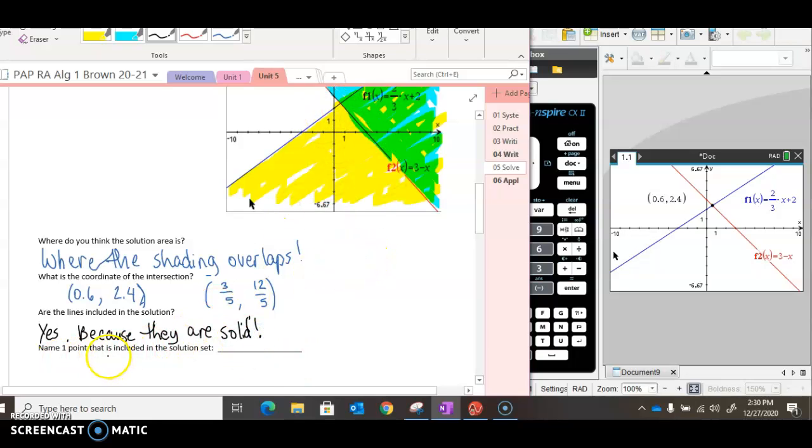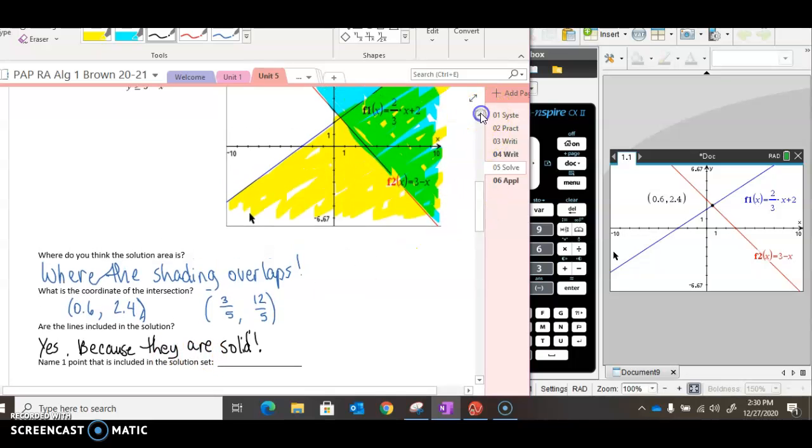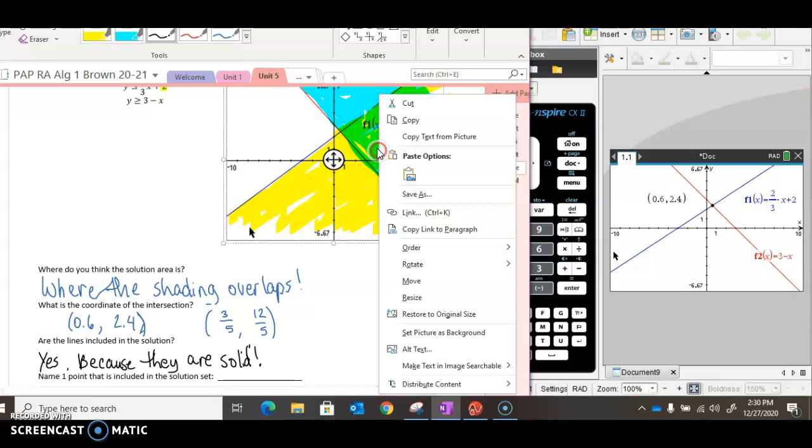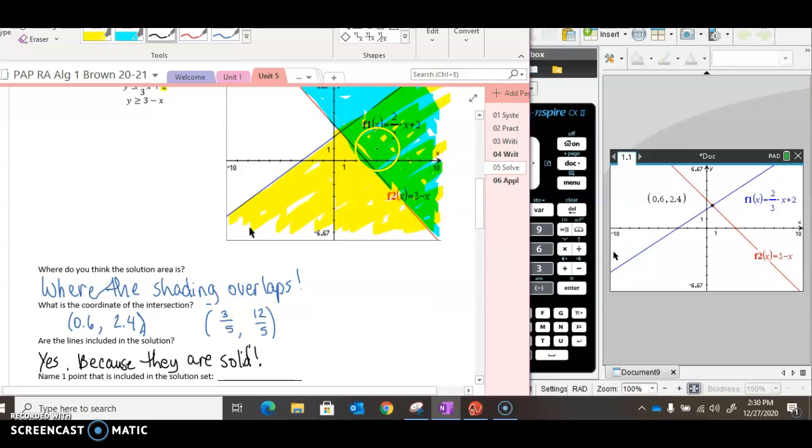So I want you to name a point that is included in the solution set. So we look at this and we want a point over here. Let's see. 1, 2, 3, 4. Let's go up here. There's a 4, 1 right there. 4, 1.